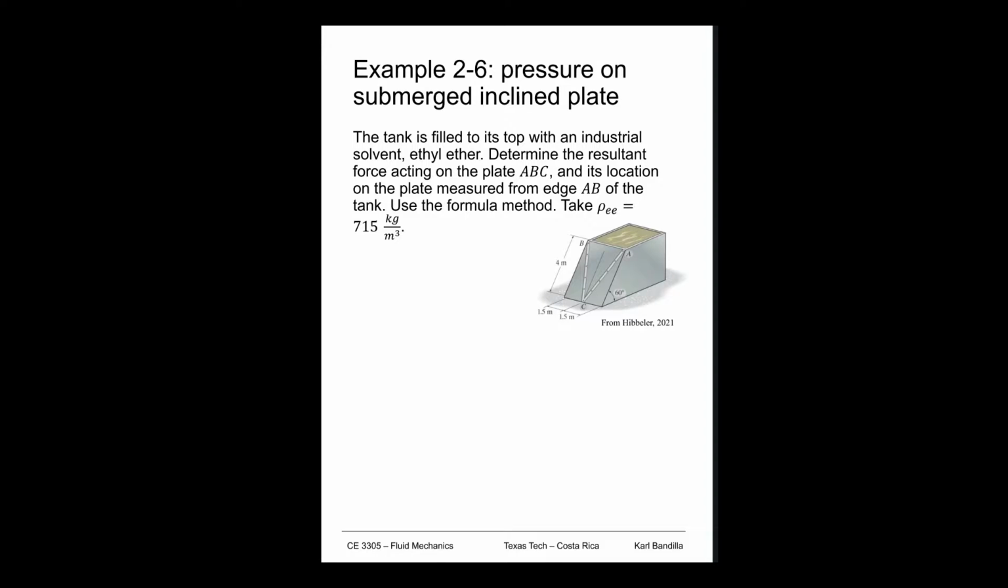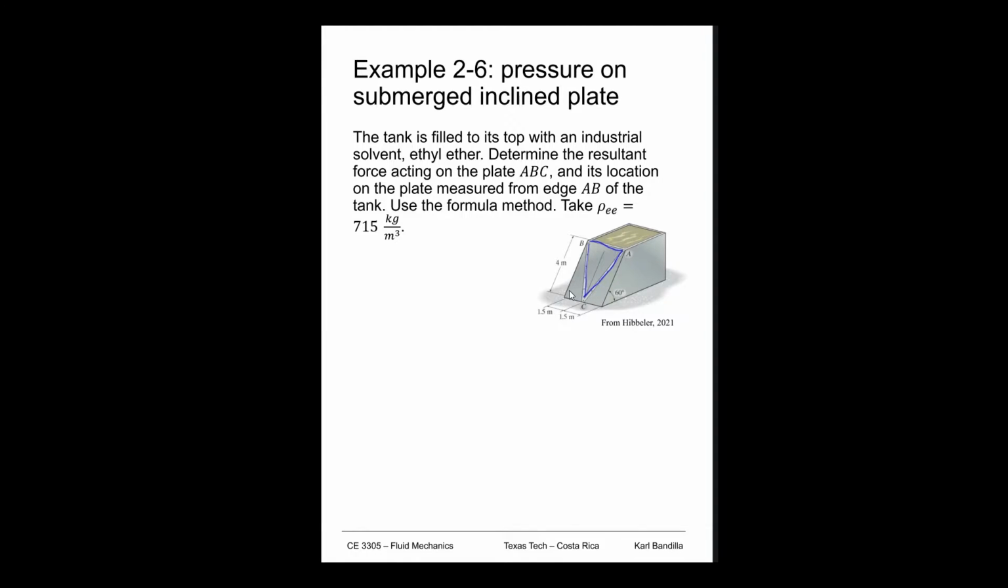This is example 2.6 where we're talking about pressure on a submerged inclined plate. So basically what we're trying to do is find the pressure on this triangular plate here. To do that, we're going to use the formula method for this case, and we'll do it with the integration method a little bit later. All right, so we want the force on ABC and its location.